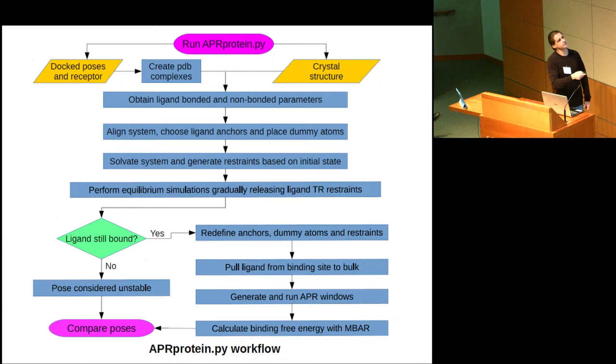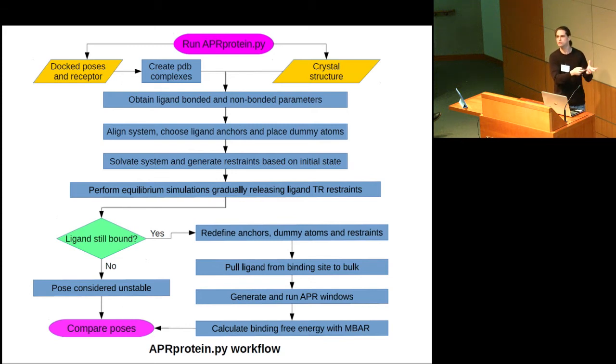So after we solvate the system, we perform equilibrium simulations. Just start with the ligand with the translational and rotational restraints applied, and then you slowly release them, so you leave a chance for the protein to adapt to it, or else it might just unbind very quickly. So then you check if the ligand is still bound. If it is not still bound, I just consider that this pose is unstable, and I just throw it out. If it remains bound, then I do everything again.